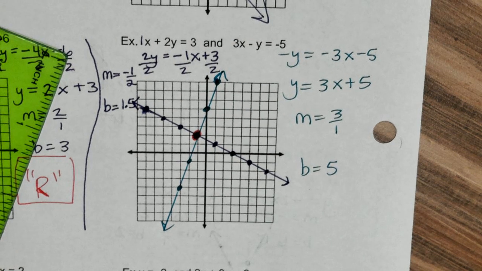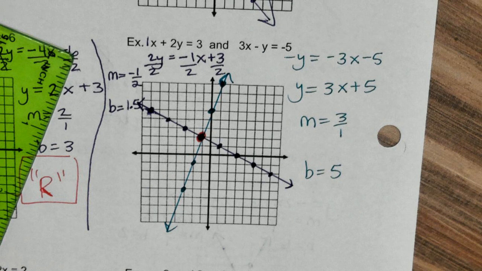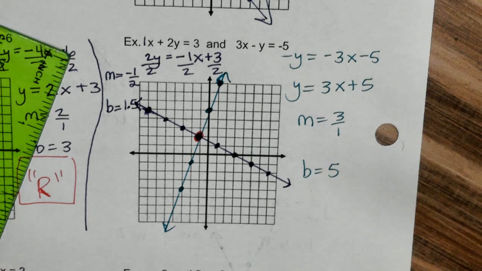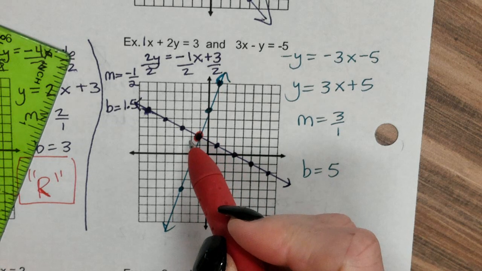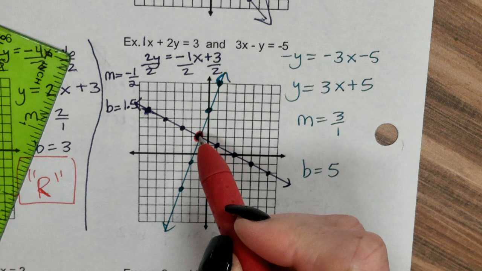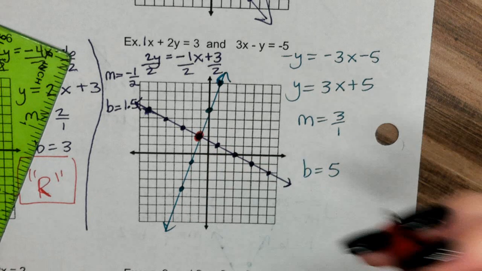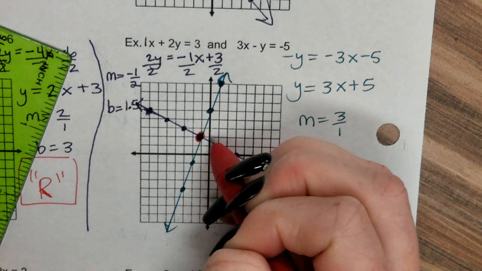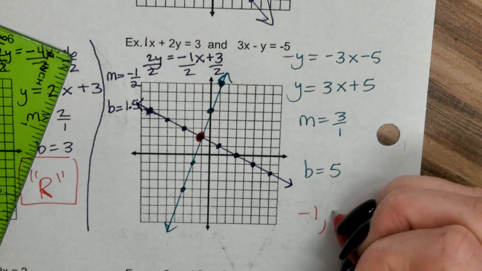You have to write your solution. You can't just graph it, because then your answer would be wrong. Okay, so you have to write this as a coordinate. So what is the x value of this coordinate? Negative 1. What is the y value of this coordinate? 2.